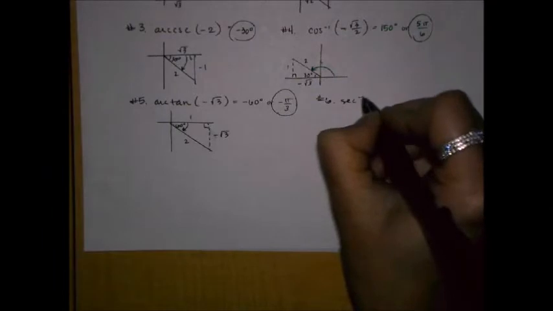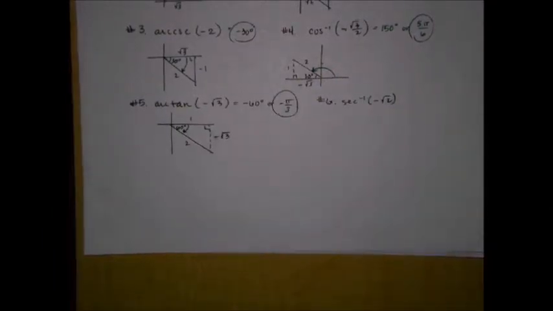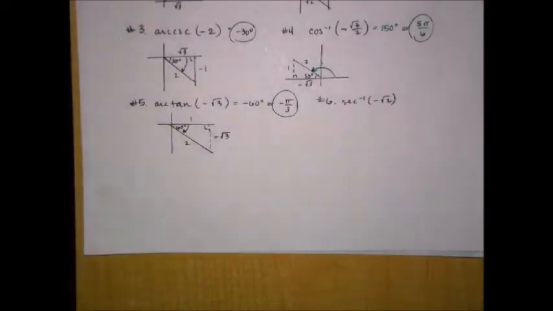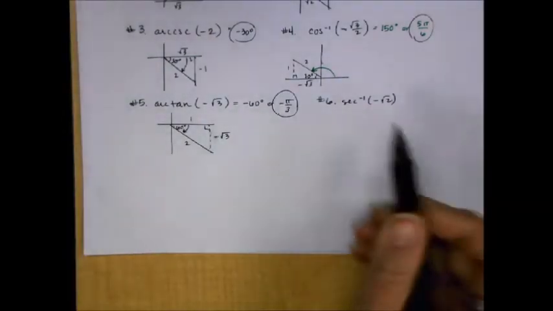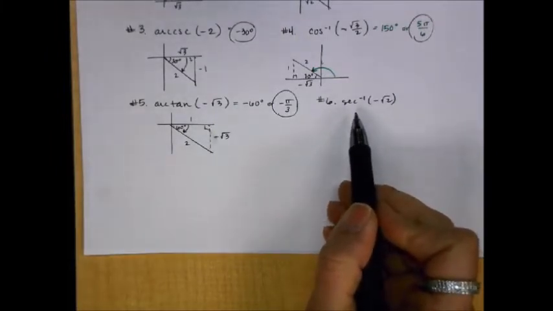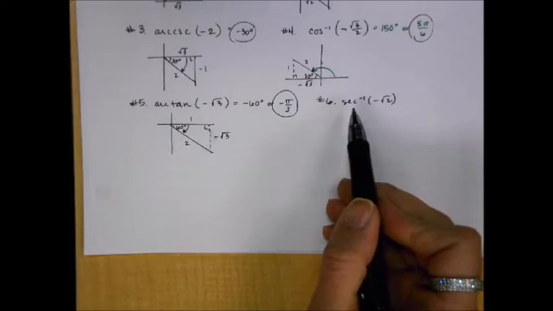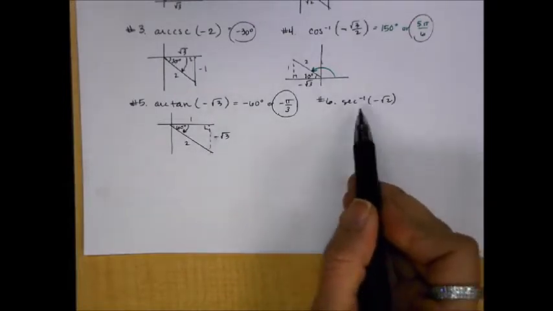All right. The next one here is inverse secant of negative root 2. Okay. So inverse cosine, inverse secant, inverse cotangent, quadrants 1 and 2. So everybody is going to be quadrant 1 if it's a positive. It's just remembering if it's a negative. All right, so this one is quadrant 2.